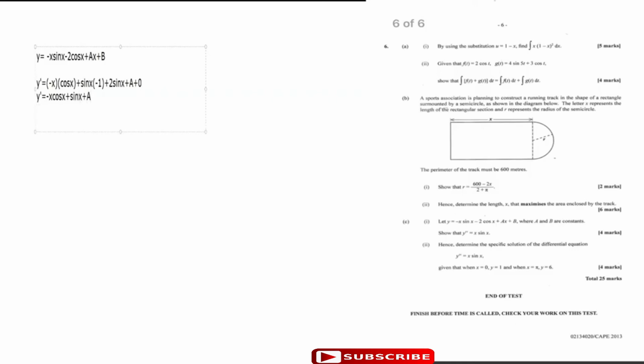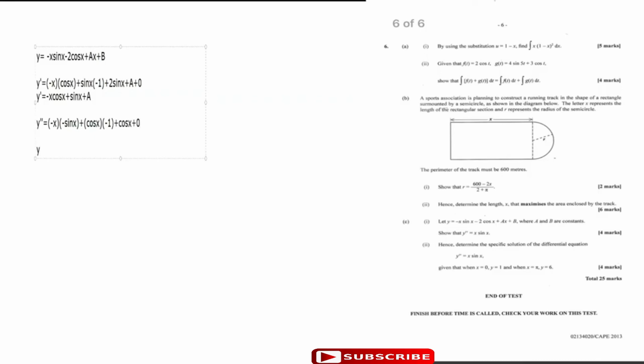Now we need the second derivative. We use the product rule again: keep the first times the derivative of the second. When we differentiate cos, we get minus sine x. Plus keep the second, which is cos x, times the derivative of the first, which is minus 1. Plus, when you differentiate sine, you get cos x. Then when you differentiate a, you get 0.